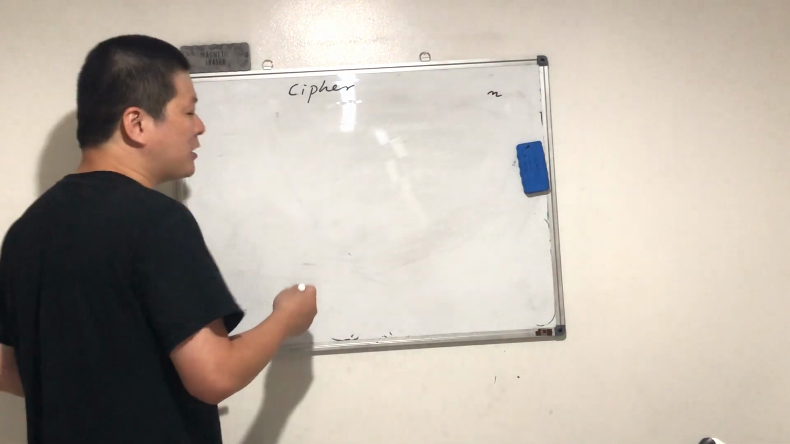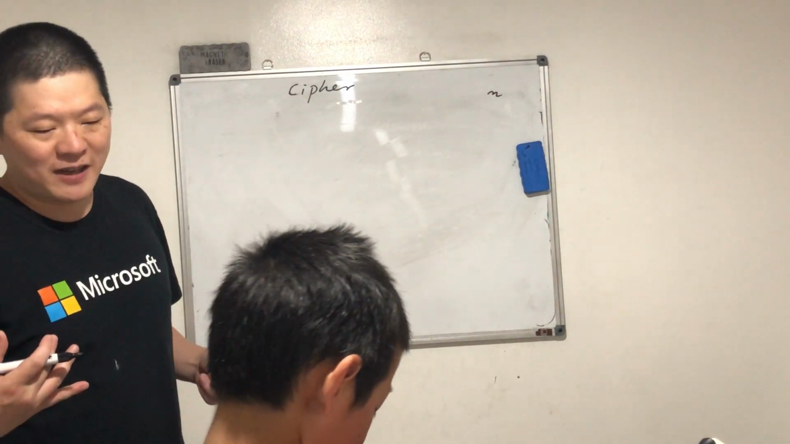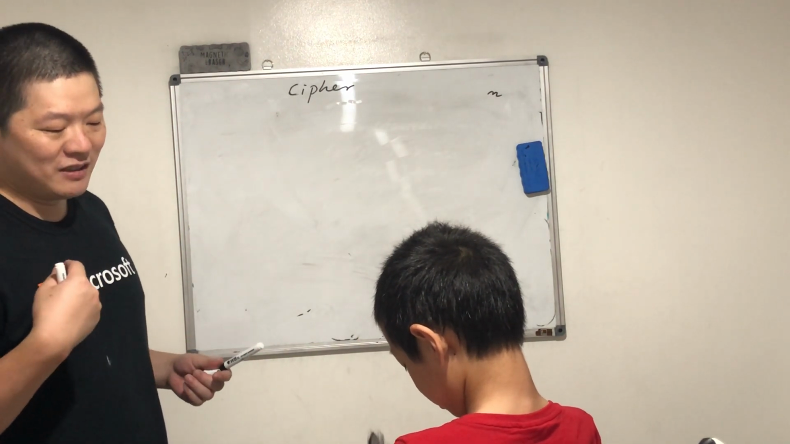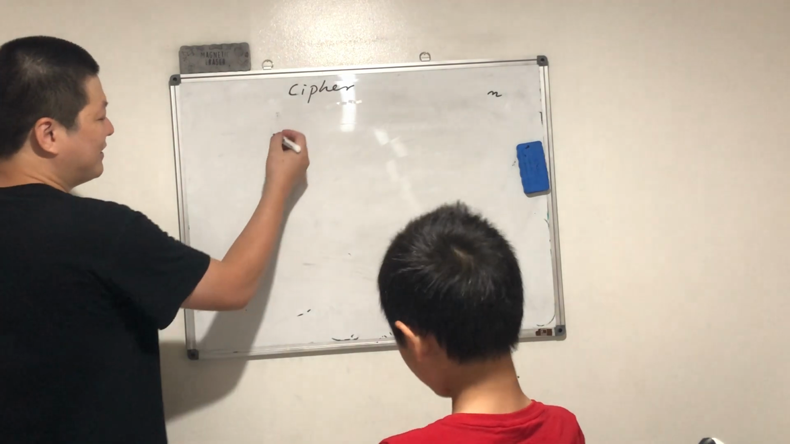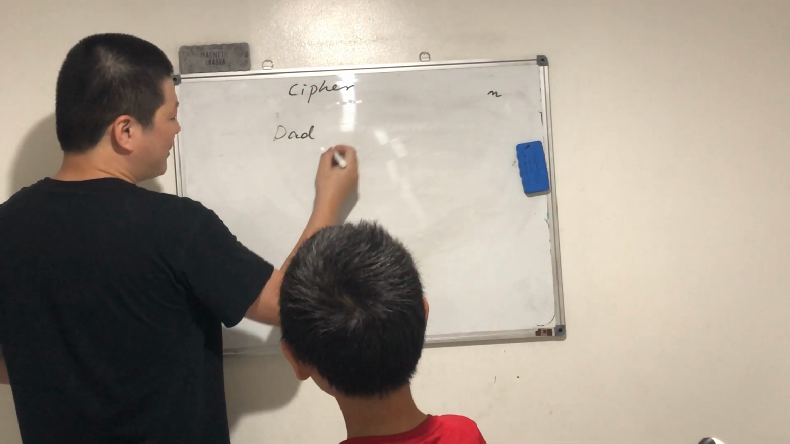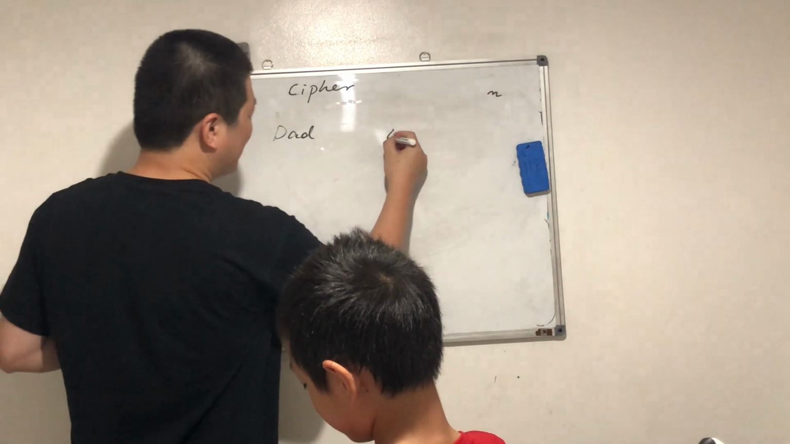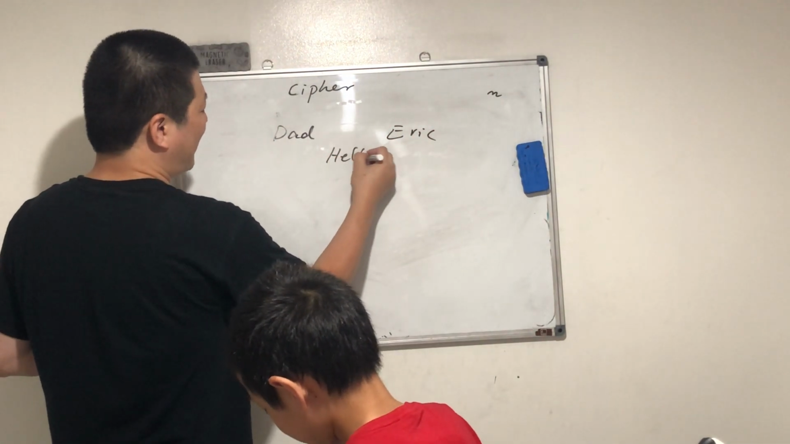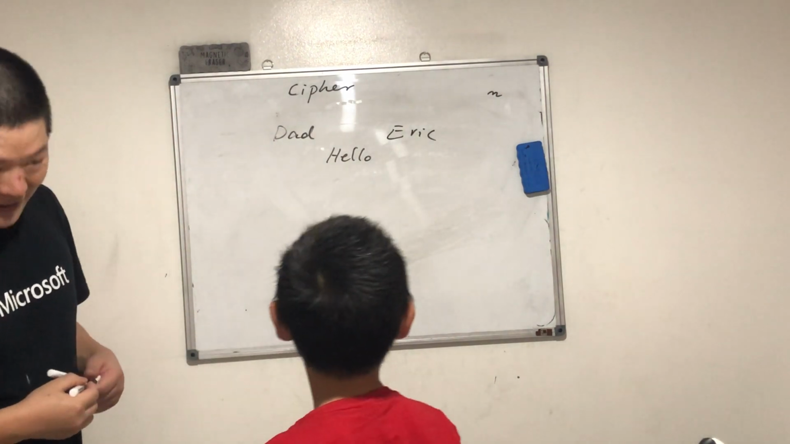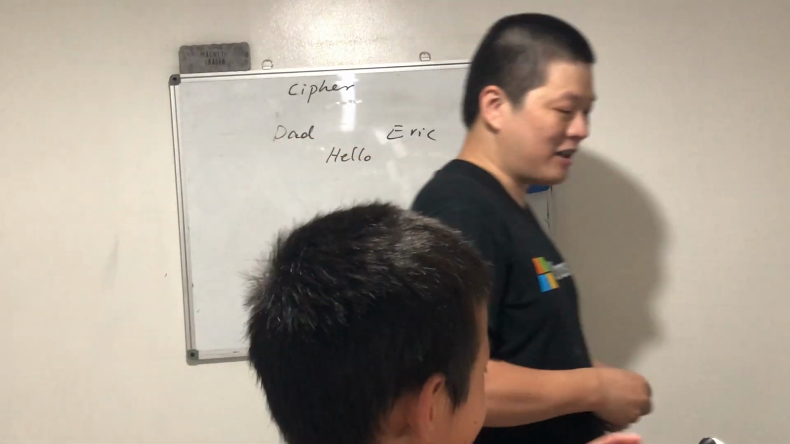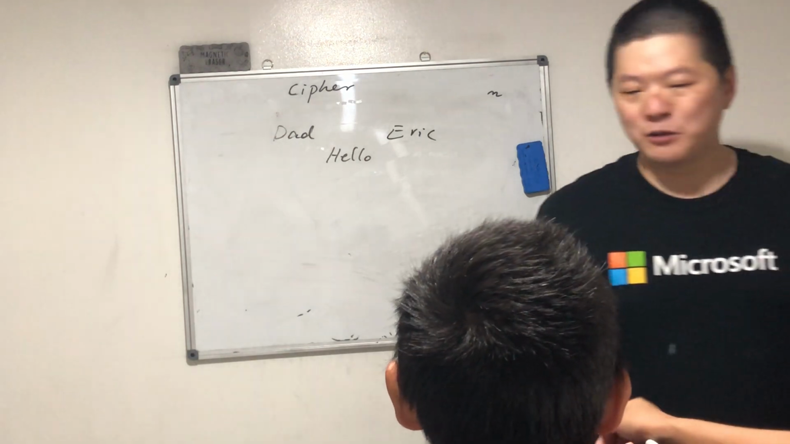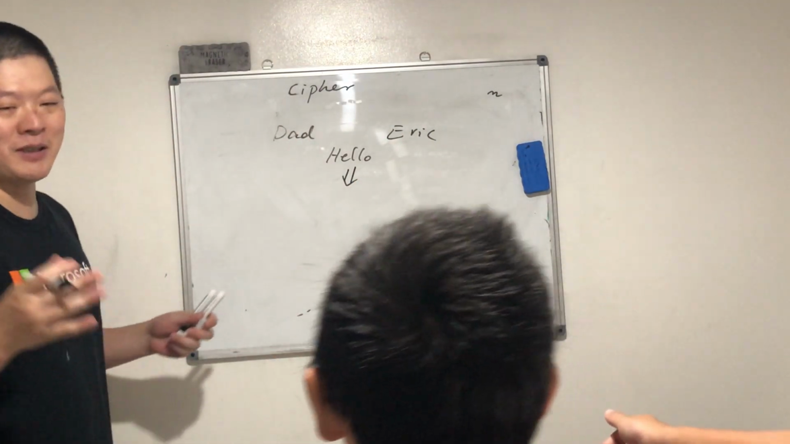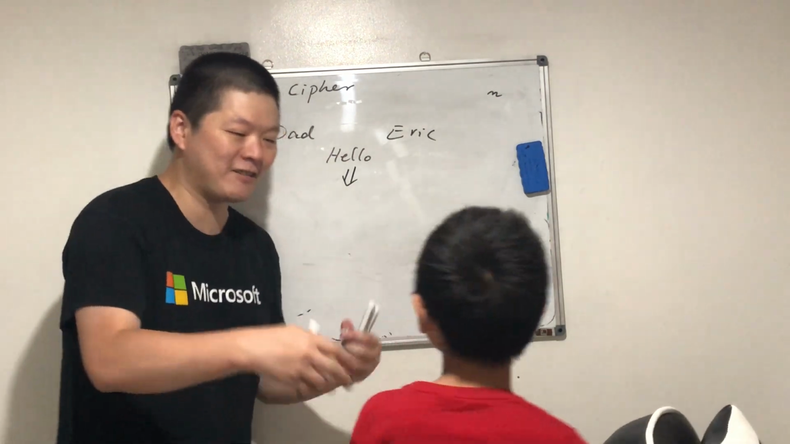For example, if I want to tell you a message, and this message can only be understood by you and me. If Daddy wants to write something to Eric, I want to say hello, but I don't want other people to understand. So you and me come up with a way to transform this message into something so other people cannot easily understand. It's like a secret language between you and Daddy.